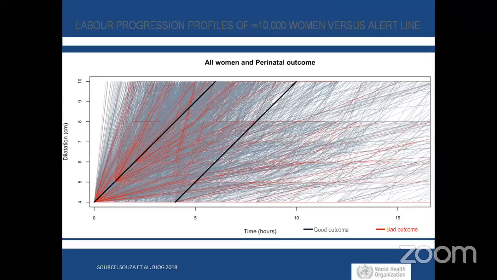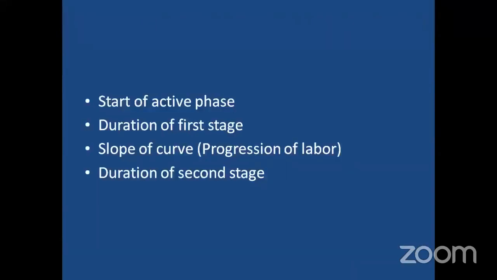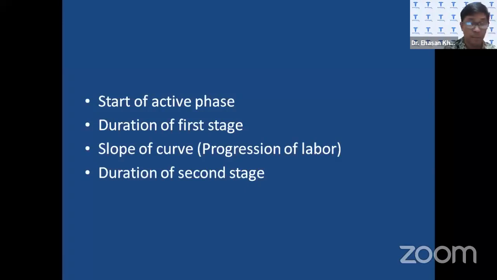So now let us see what is the recommendation. The recommendation, mainly the labor guide, or the BOLD project of the WHO, is based on these 4 points. When does the active phase start? What should be the duration of the first stage of labor? What should be the slope of the curve? Meaning, at what rate should labor progress? What should be the duration of the second stage? And that is what the labor guide answers.